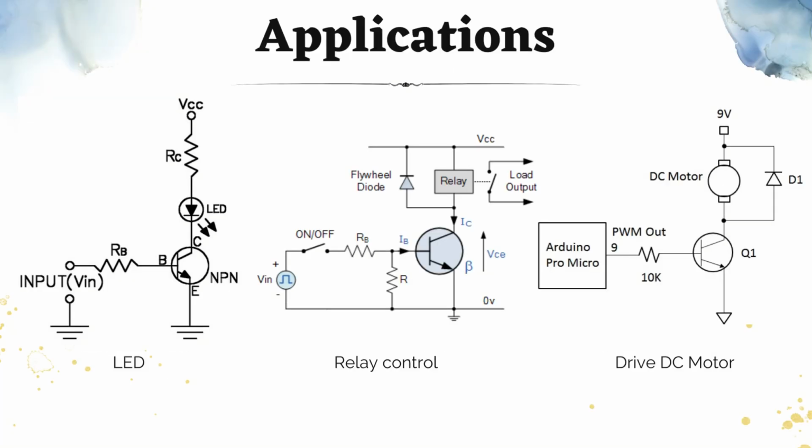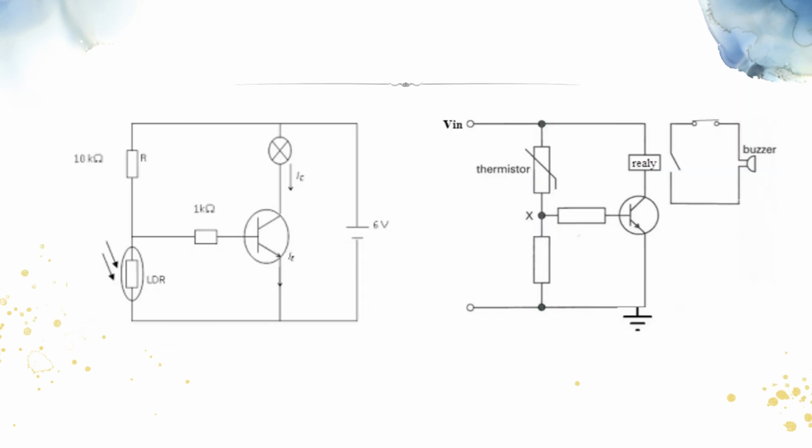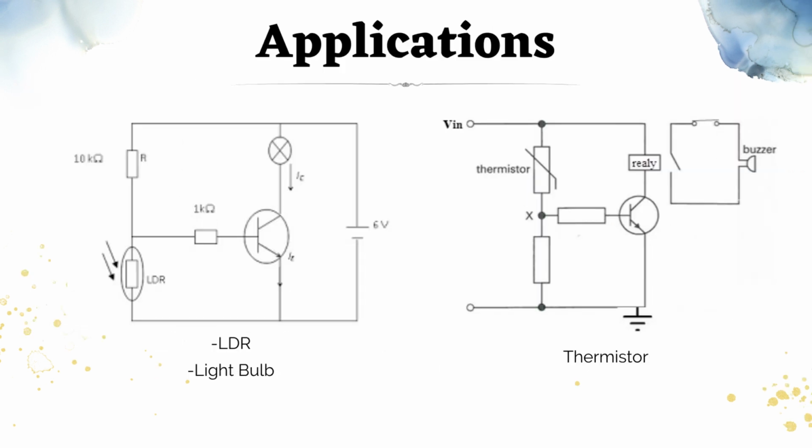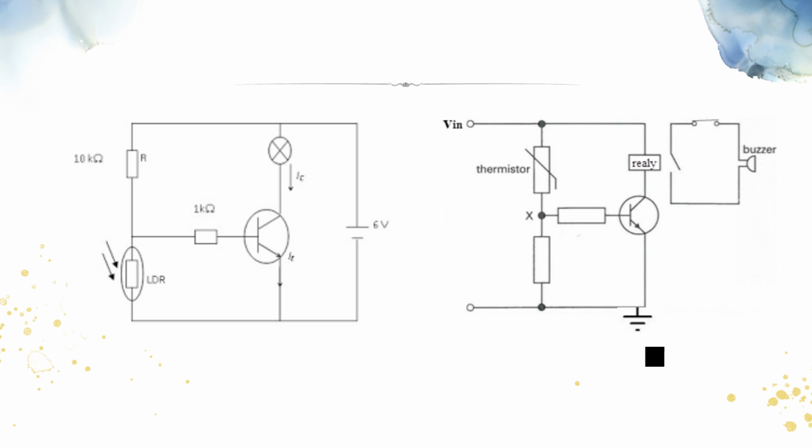The transistor as a switch has a total of 5 applications. First one is LED, as we saw earlier. The second one, the transistor can connect with a relay control circuit. The third one, it can drive a DC motor. Next, it can also connect with LDR and light bulb. And lastly, it can also connect with a thermistor.